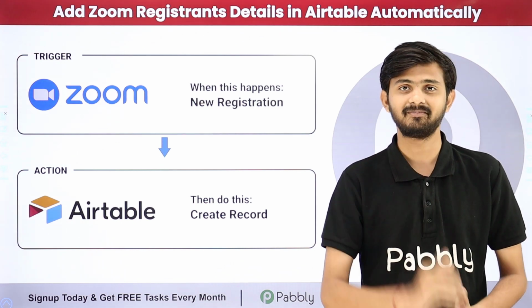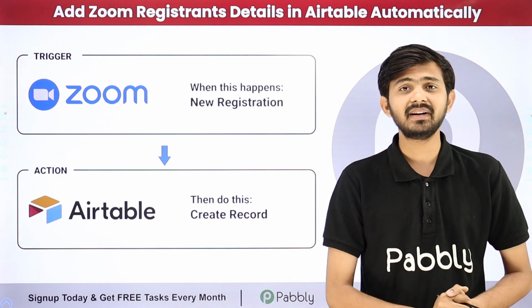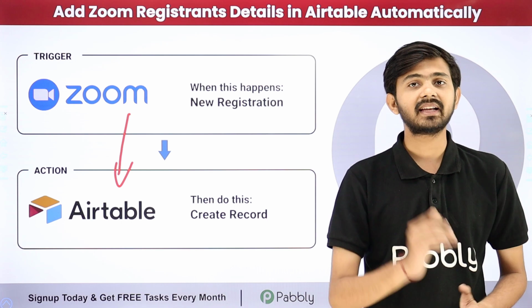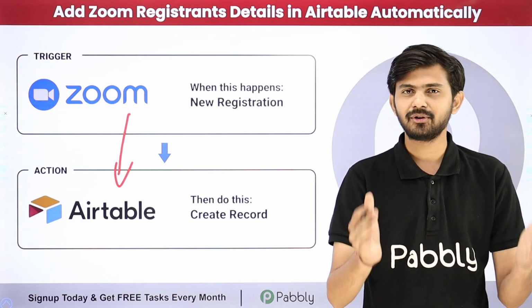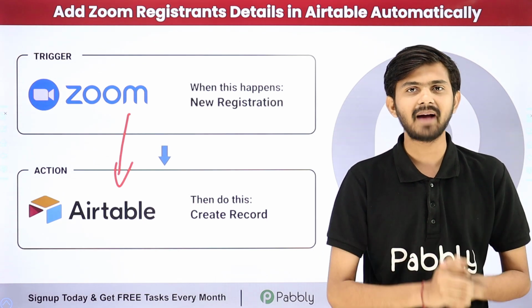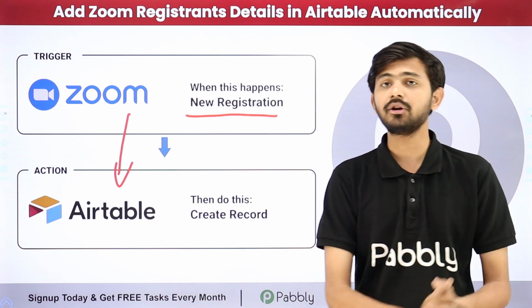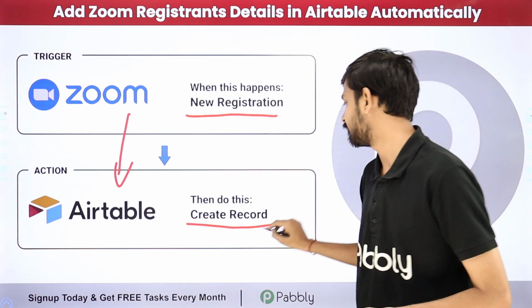my Airtable record. So for doing this automatically, I need to simply build a connection between Zoom and Airtable. For building this connection, I'm going to use Pabbly Connect. Pabbly Connect is an amazing software for automation and integration. Now with Pabbly Connect, whenever I receive a new registration for my meeting, then automatically I'm going to create a new record in Airtable with all the registration details.